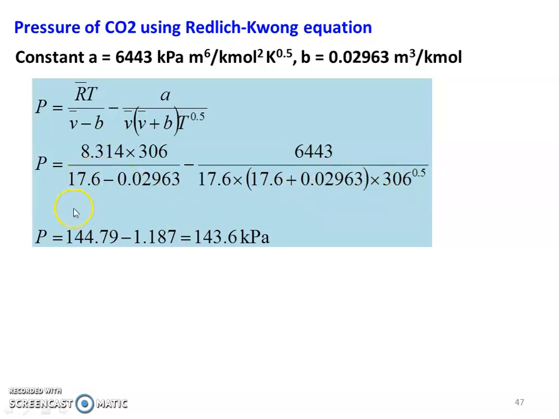So calculating using the calculator, first term 144.79 and the second term 1.187, the pressure is 143.6 kilopascal. So using the Redlich and Wong equation.